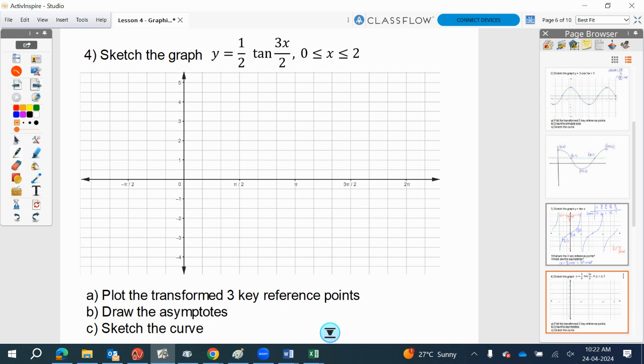This is what? 1 over 2 times this. 2 pi over 3 was pi over 3.